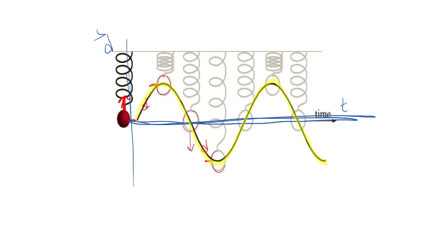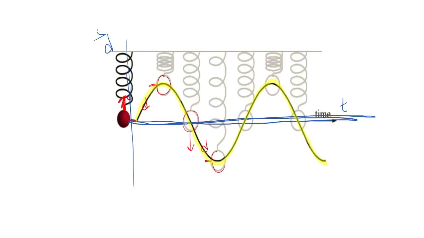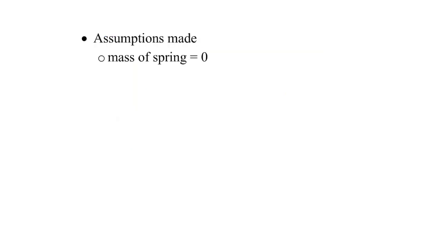We make a few assumptions when we're talking about springs as a simple harmonic oscillator. So what are some of those? We're going to assume that the mass of the spring itself, like this part, is 0. Not the mass on the spring, but the mass of the spring itself. We assume that it's 0, or at least so much smaller compared to the weight put on the spring that it really just doesn't matter.